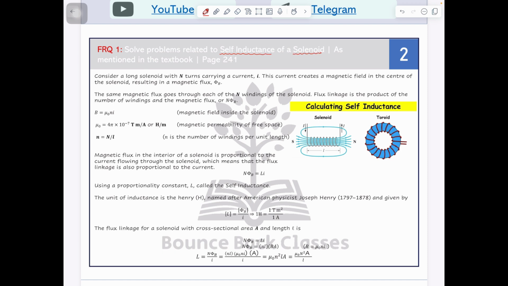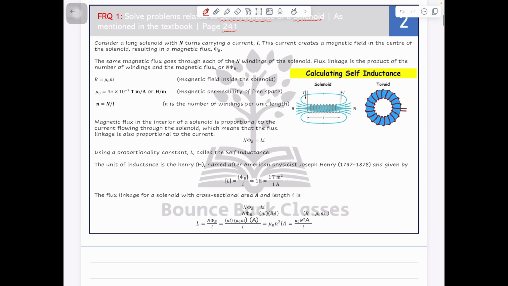As mentioned in the textbook, this is page number 241. We need to understand two things here. First, what is a solenoid, then what is self inductance and how this property is used, and then we will solve the numericals. Okay guys, let's start. The first topic is the solenoid.